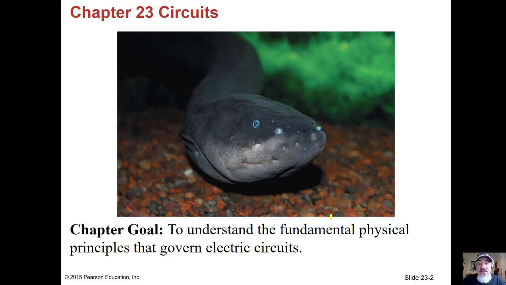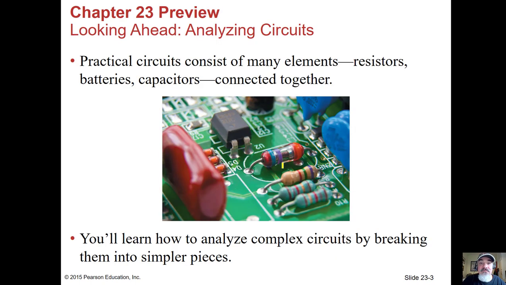The goal is to understand fundamental physical principles that govern electrical circuits. We've already seen some of them. We've talked about resistance, current, voltage, so we'll continue with that and put them into actual circuits. We've seen something called a simple circuit before. It's called a simple circuit because it has just one battery and one resistor. We'll get a little more complicated in this chapter, and we'll come back to this electric eel in just a moment.